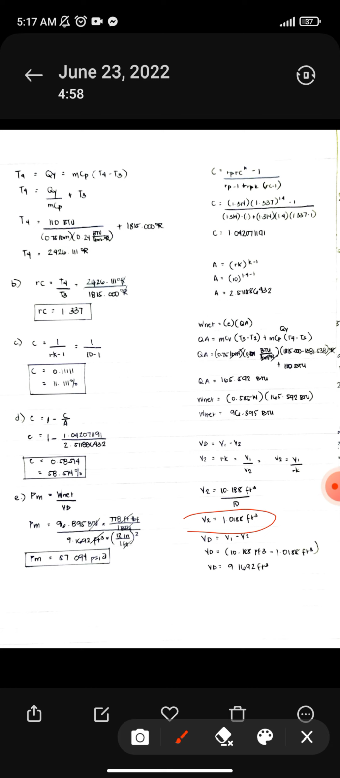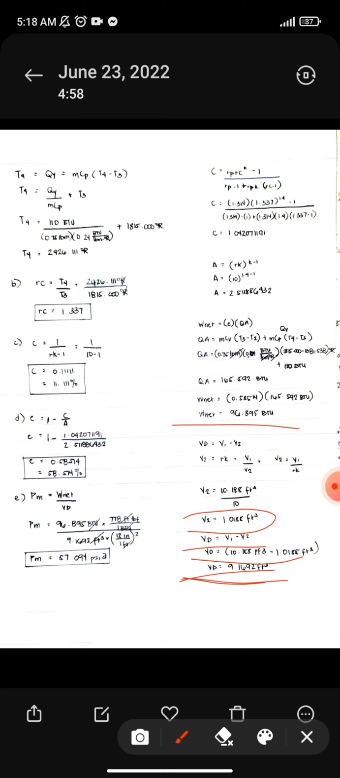cubic feet. So, masasolve na natin yung ating VD na V1 minus V2. V1 natin is equals sa 10.188 cubic feet minus V2 natin na 1.0188 cubic feet. So, for VD, we have 9.1692 cubic feet. So, meron na tayong W net at meron na rin tayong VD.